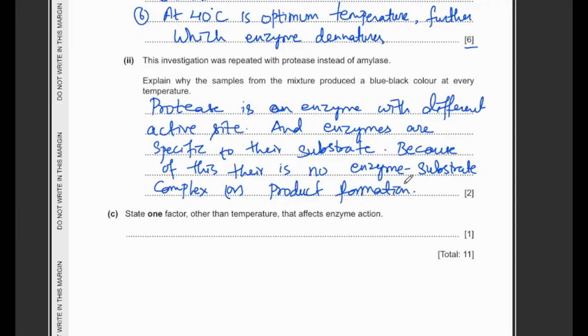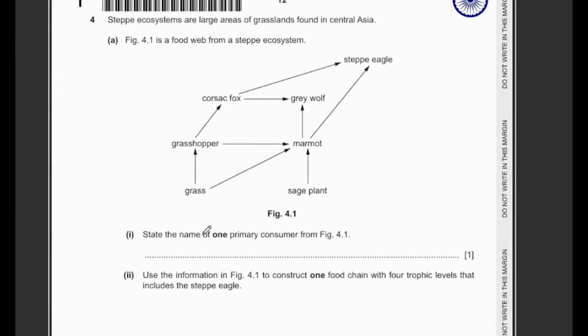State one factor other than temperature that can affect enzyme action. It is the pH which can impact the enzyme activity. The pH, or amount of substrate, amount of enzymes. Fine. These are also other factors which can impact the enzyme activity other than temperature. Moving to the next question, fourth here.